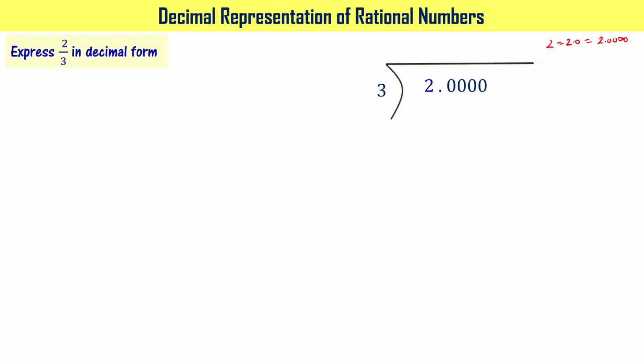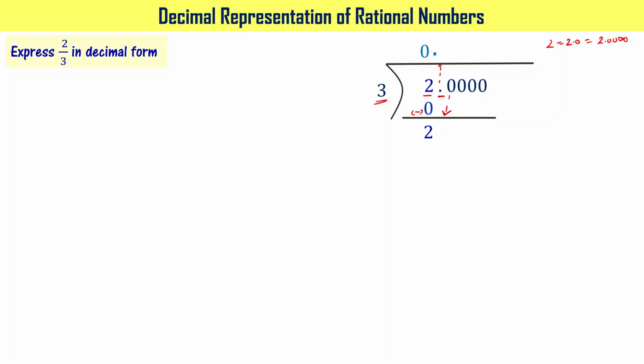2 is smaller than 3, right? That's why I say 0 times 3 is 0. Let me subtract 0 from 2 so that you get 2 as the answer. Now we have got to the point where the dot is there, right? So we have to have a dot now in the quotient, right?